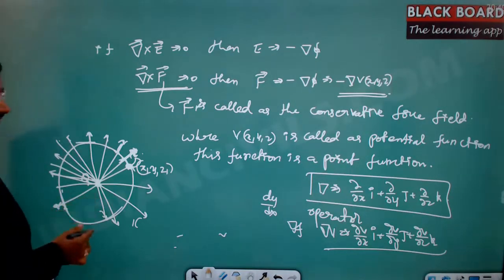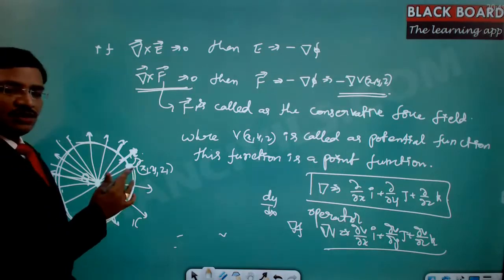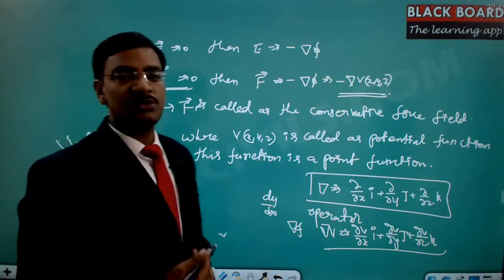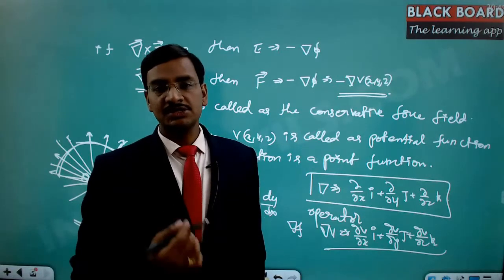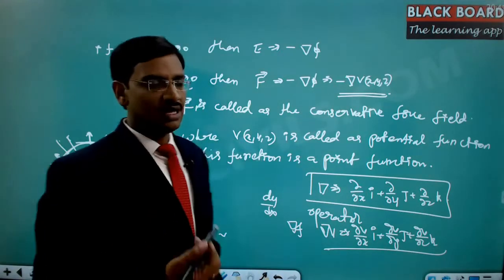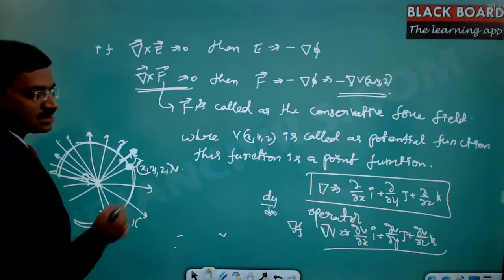So essentially, if I move from this location and then come back to this location, all the force additions and subtractions are going to be compensated by each other. And then finally, we are left with a zero effective work. So essentially, this is going to be a point function because it is a conservative force field.